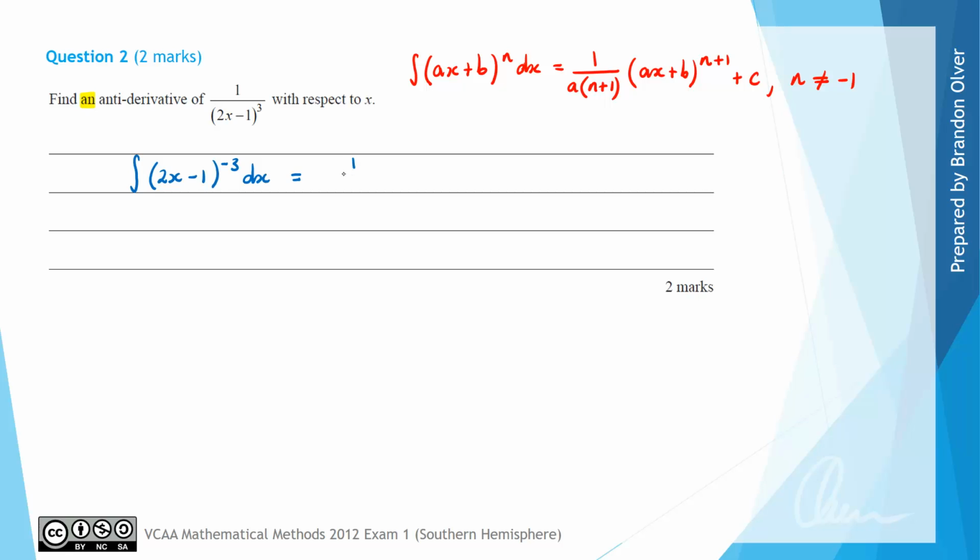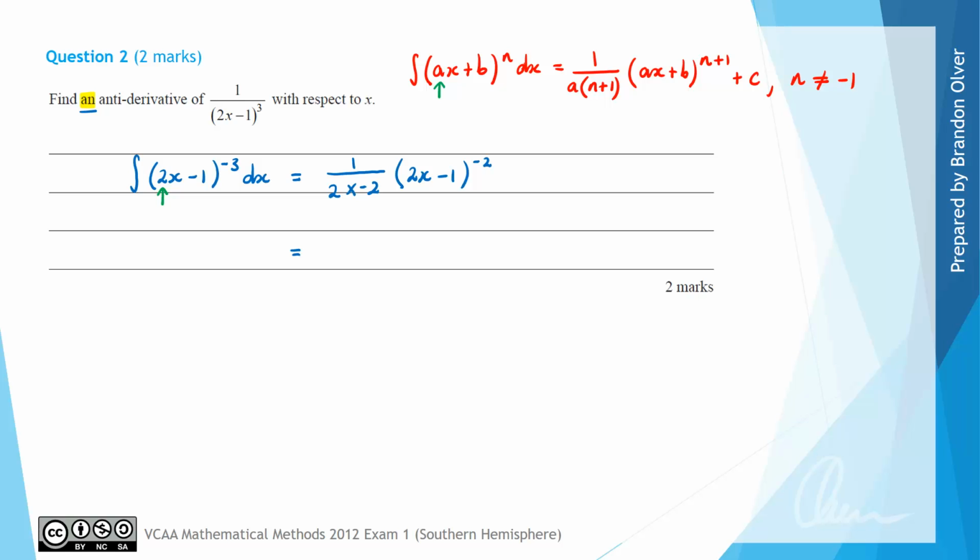So we're going to have 1 divided by, and the a value is 2. That value is the one that multiplies x, so in this case it is a equals 2. And then we're going to multiply that by the power with 1 added to it, which is going to be minus 2. And then we still have 2x - 1, and then adding 1 to the power gives negative 2. And then because it's an antiderivative, our plus c value can be plus 0.